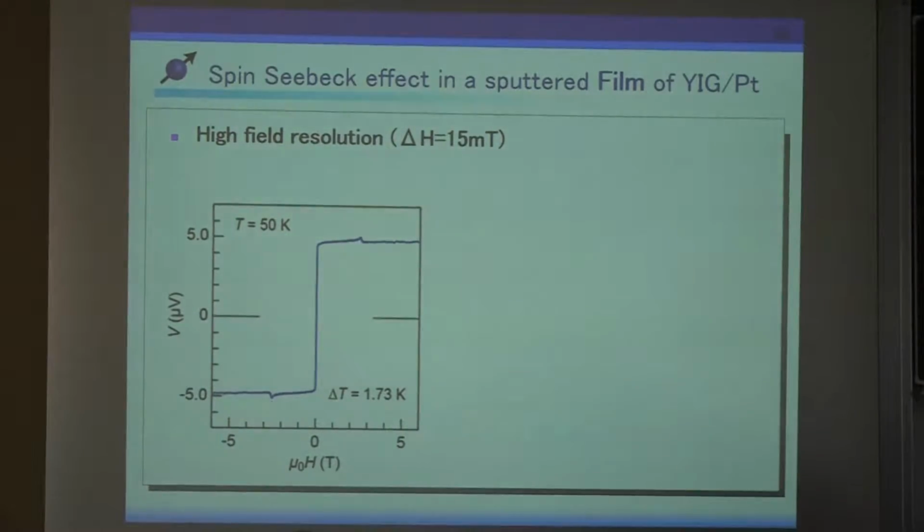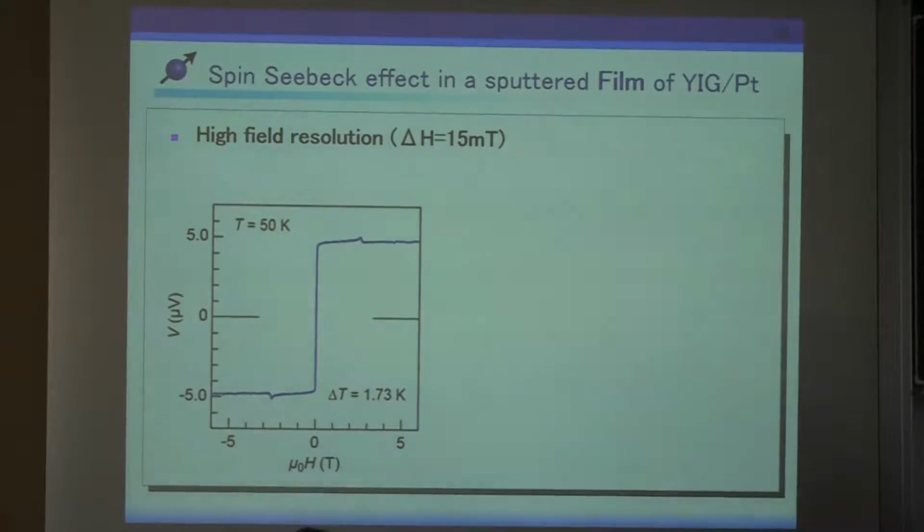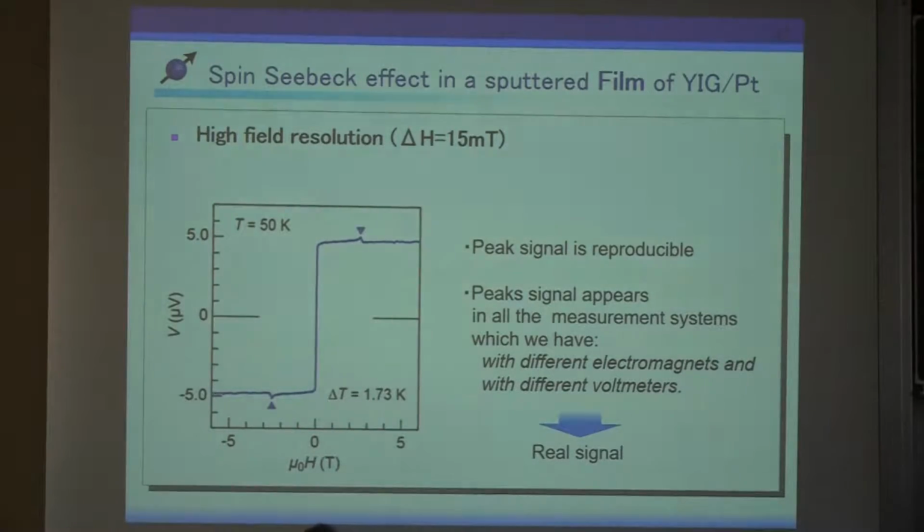So we thought this was just noise. But after some examination, we found this is a real signal, kind of authentic signal, because this data is completely reproducible, and the peak appears in all the measurement systems which we have. So, different electromagnets and many voltmeters. So we conclude that this is a kind of real signal.